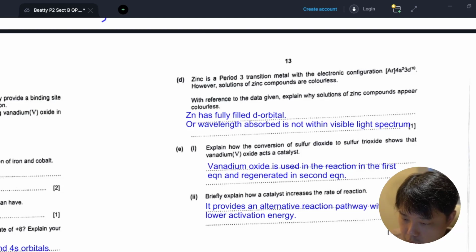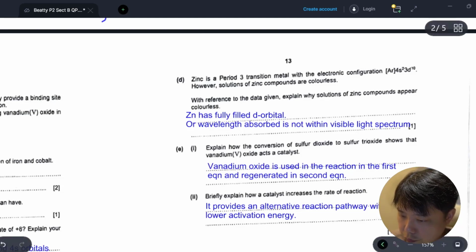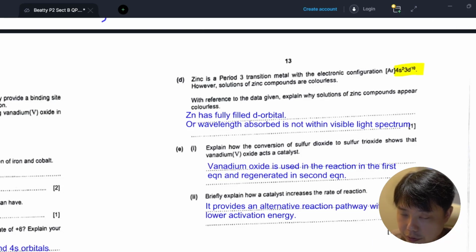Zinc is in period 3 with an electronic configuration of 4s2 3d10. If you have a fully filled d orbital, you are not able to go through the excitation of these d orbital electrons. It is fully filled, so you are not able to absorb energy and get promoted to a higher energy orbital. Another reason is that the wavelength absorbed is not within the visible light spectrum. Those are two possible reasons.